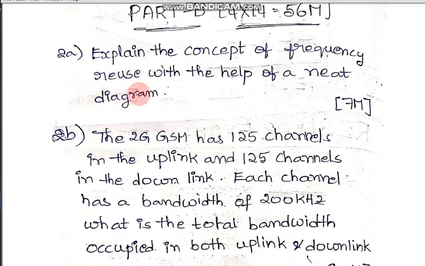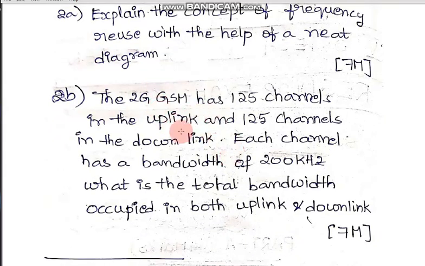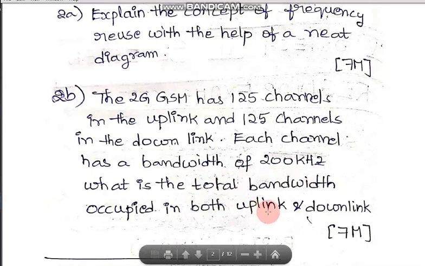The second question is from chapter 1, which consists of 2 parts, A and B. The first question is explain the concept of frequency reuse with the help of a neat diagram, and sometimes they will attach a problem, and this is the case here. The second question is that 2G GSM has 125 channels in the uplink and 125 channels in the downlink, and each channel has a bandwidth of 200 kHz. What is the total bandwidth occupied in both uplink and downlink? This is a problem question.